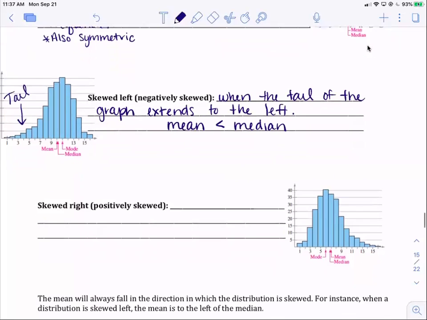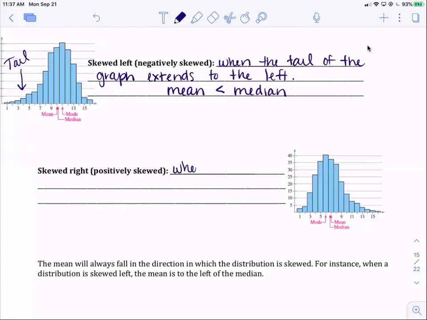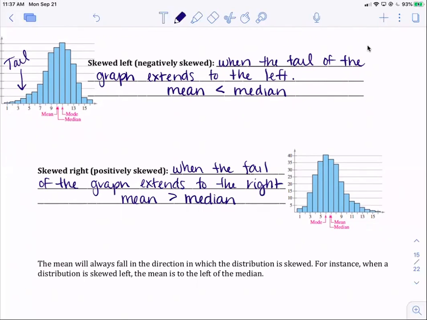Okay. So for skewed right is when the tail of the graph extends to the right. Which means the mean is greater than the median. Okay. So the way your book describes that is that the mean will always fall in the direction in which the distribution is skewed. Those are your different shapes of your graph. Okay.